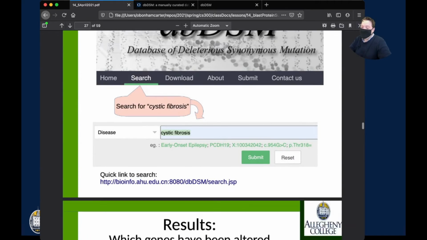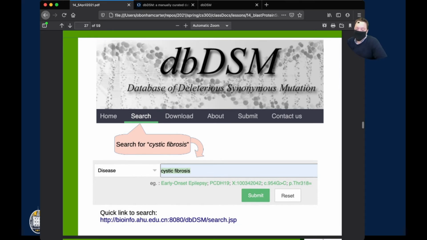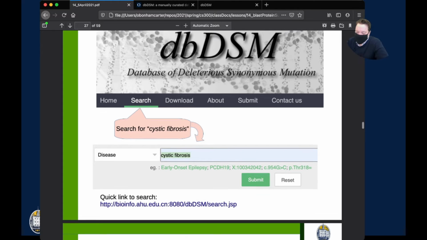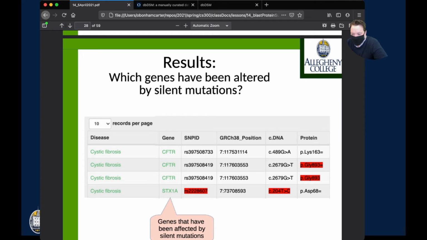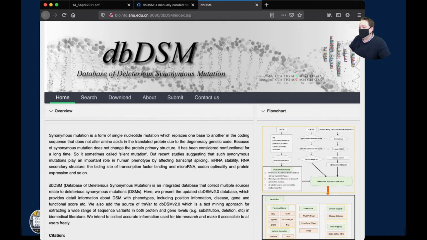We don't necessarily have to go through the whole tool, but if you're interested, you can try this right now. In fact, you just type in cystic fibrosis in the search bar. I have the quick link that you can see. When you do that, you're going to get these genes that will come up. Here are the results. Which genes have been altered by silent mutations? Maybe I'll just go ahead and try this just because I'm keen. I'll just copy this because I'm lazy. But I'll go back to this over here. Hopefully you can all see where I am.